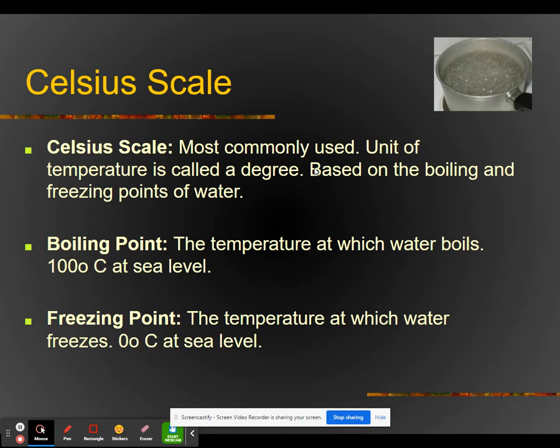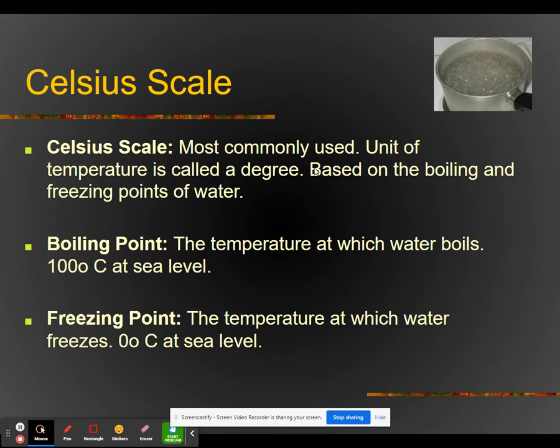So the first thing we got to know is the Celsius scale. As I said, it's based on water, and it's the most commonly used in the world. The unit for measuring temperature is called a degree, and the Celsius scale itself is based on the boiling and freezing points of water, because water boils at 100 degrees Celsius and freezes or melts at 0. So 0 and 100 are very nice round numbers, which is why we use them.